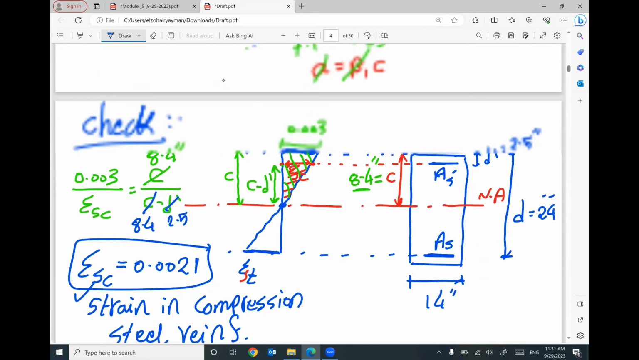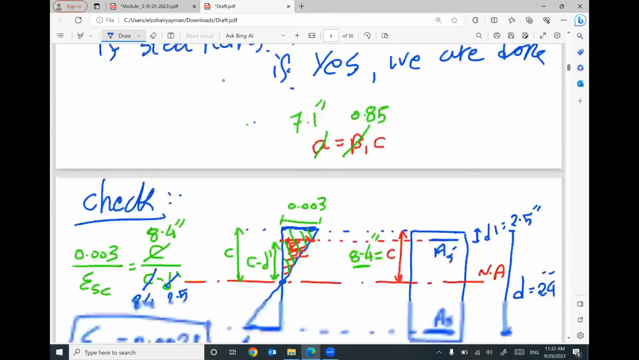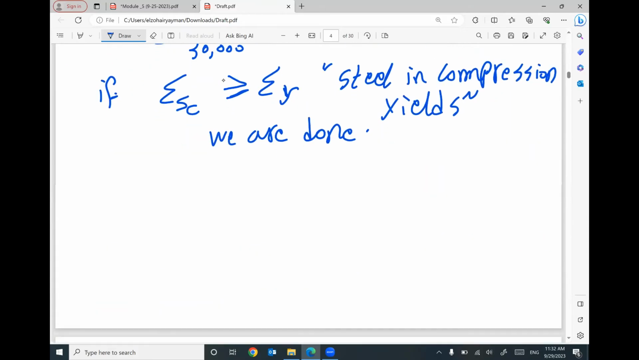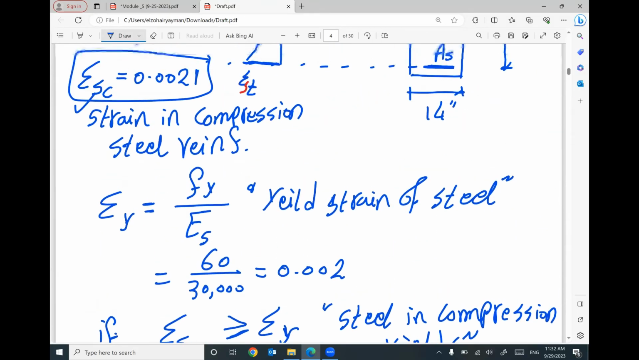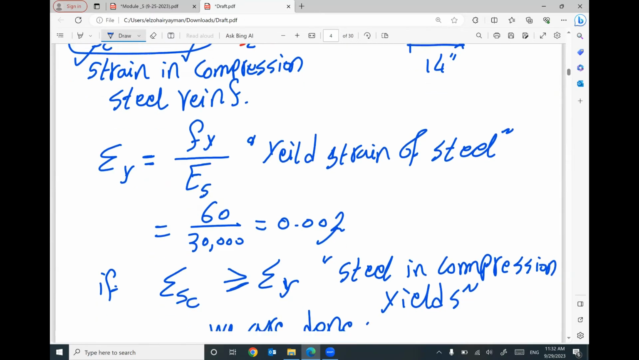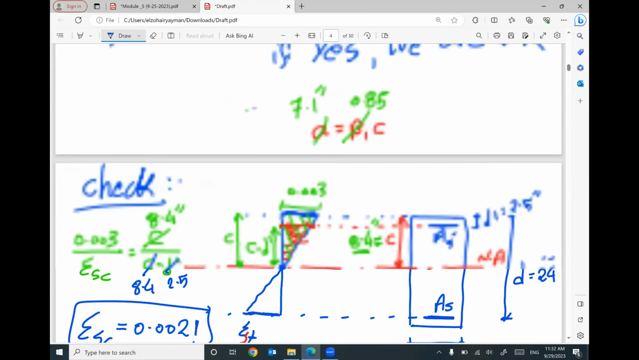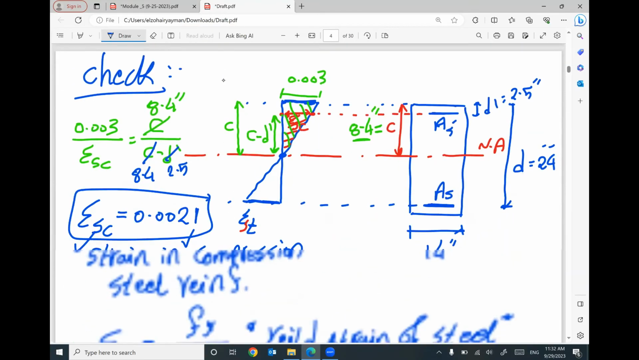Do you remember what was the question? If the steel reinforcement in compression yielded, if yes, we are done. Yes, how to answer yes? If epsilon steel under compression is greater than or equal to epsilon yield. The epsilon steel under compression is 0.0021. The epsilon yield is 0.002. So this number is greater than this number. Yes, steel reinforcement is yielded, and the Phi Mn based on my calculation equals this value, 584.2.